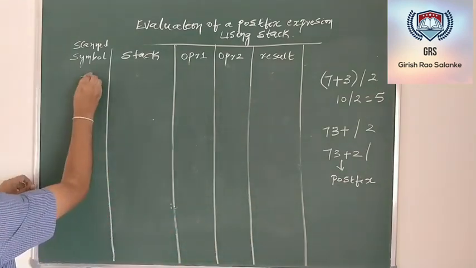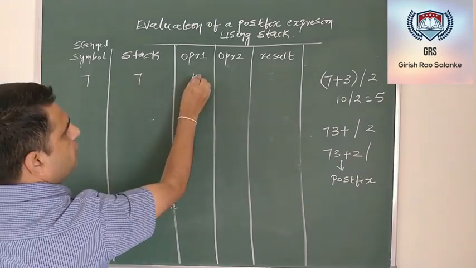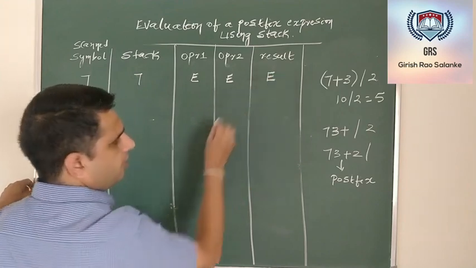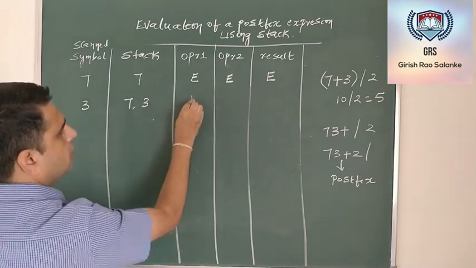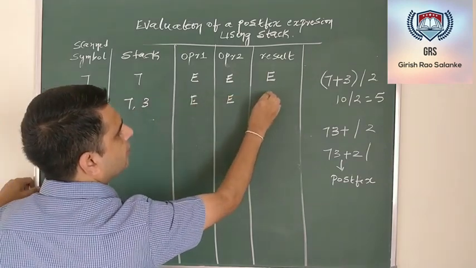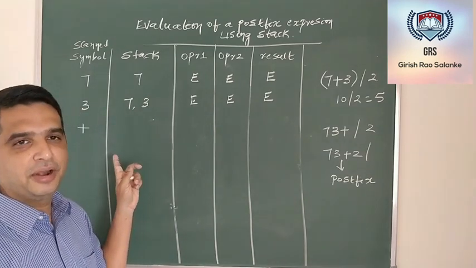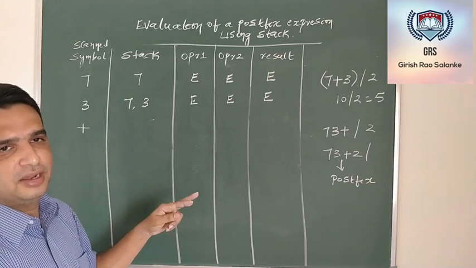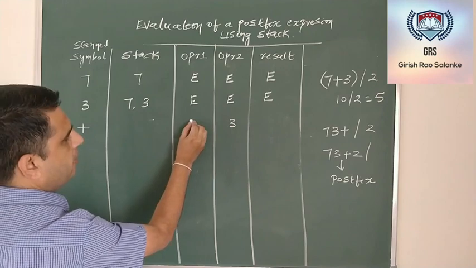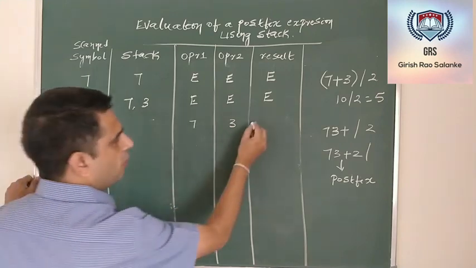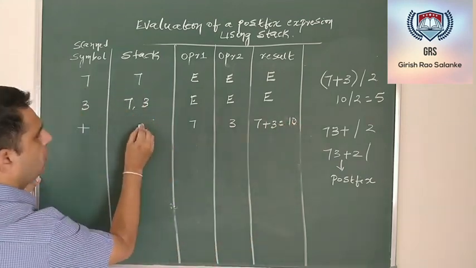First scan symbol is 7. It is an operator. Sorry, it is an operand. Push it onto the stack. So in the first iteration, all these things are empty. The second scan symbol is an operand. Once again, push it onto the stack. Next scan symbol is plus. The scan symbol is an operator now. If it is an operator, pop 2 elements from the stack. The first popped element will be assigned to operand 2 and the second popped element will be assigned to operand 1. Now perform the result 7 plus 3, which is 10, and push this 10 onto your stack.